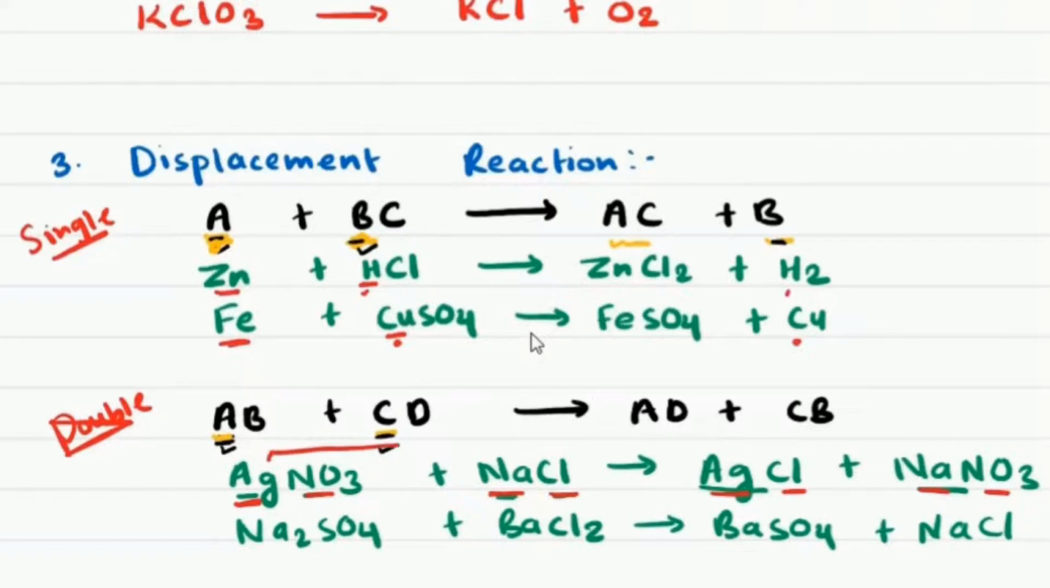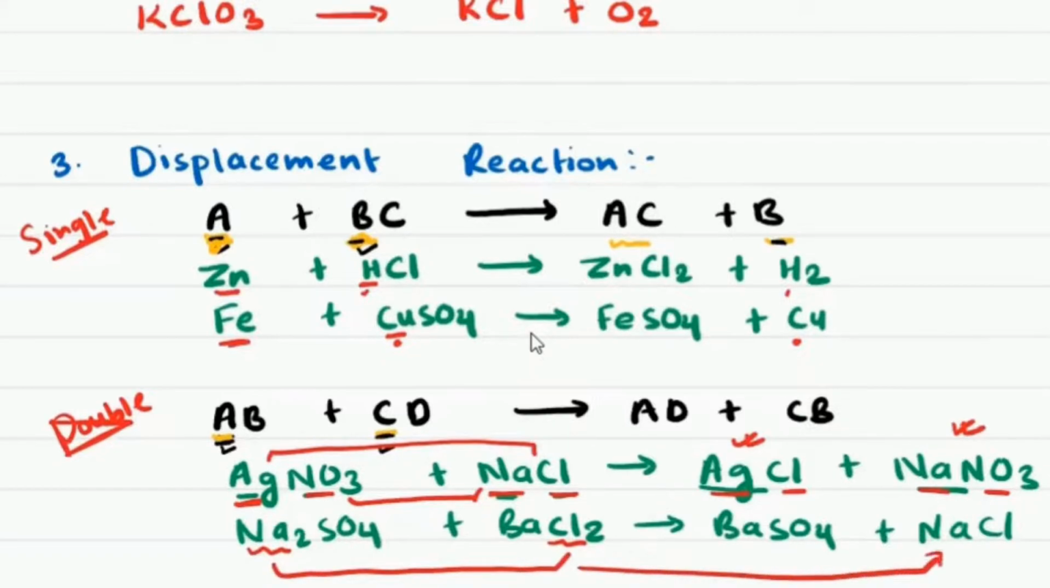So this Ag is going to be connected with this chlorine, and this sodium is going to be connected with this nitrate, and we have sodium nitrate and silver chloride. Similarly here, our sodium is going to be connected with chlorine, and we have sodium chloride, and the remaining barium and sulfate are going to be connected to form barium sulfate. So this is our double displacement reaction.